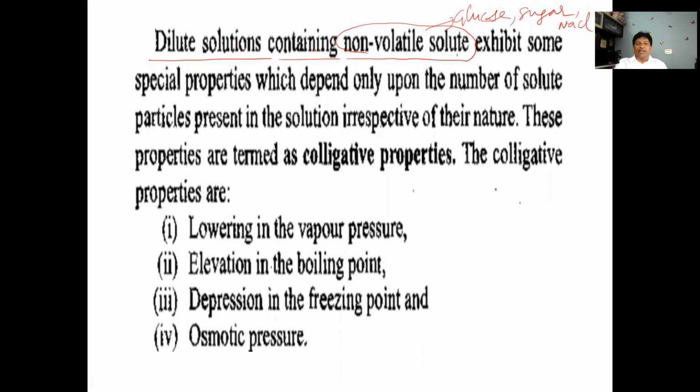So what are we taking here? Dilute solutions containing non-volatile solute exhibit some special properties. This type of dilute solution containing non-volatile solute particles exhibits special properties which depend only upon the number of solute particles. The special properties depend only upon what? The number of solute particles present in the solution, irrespective of the nature of solute and solvent. The number of solute particles decides the special properties.